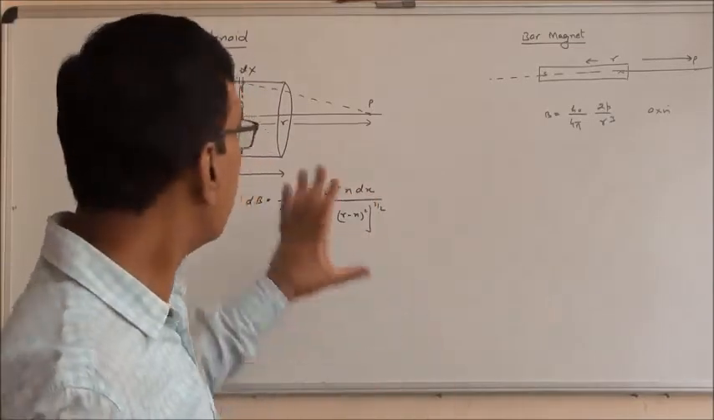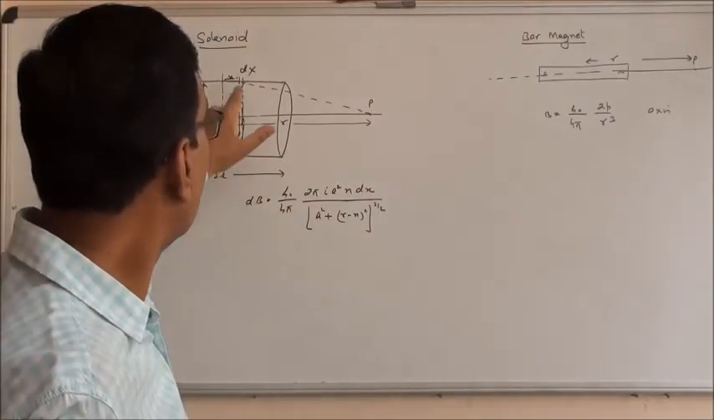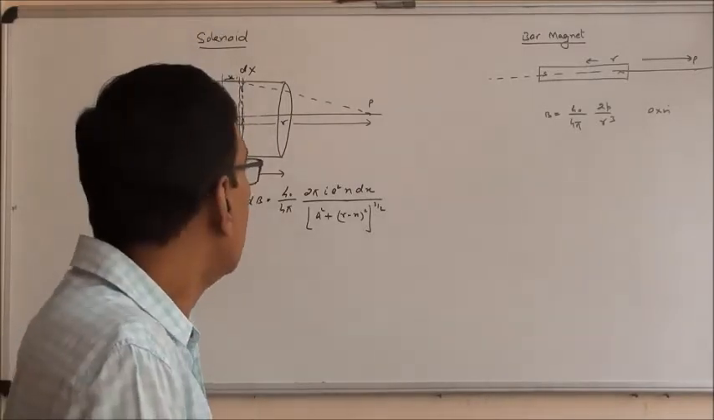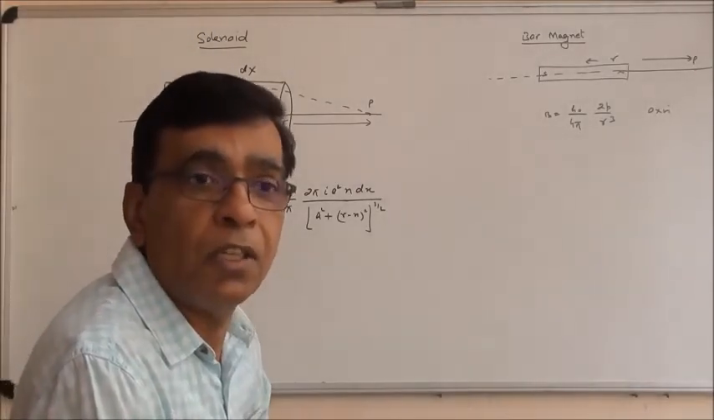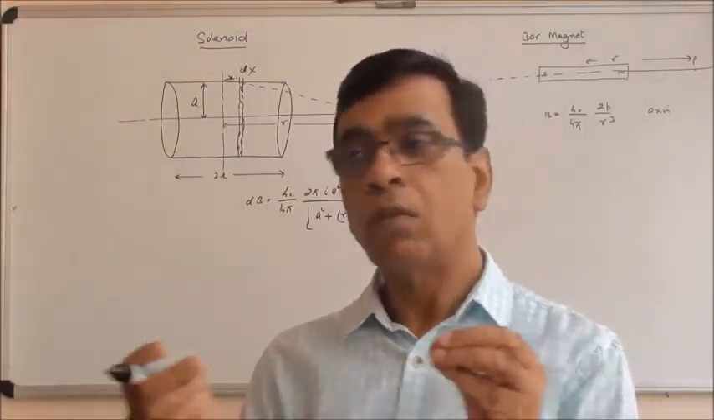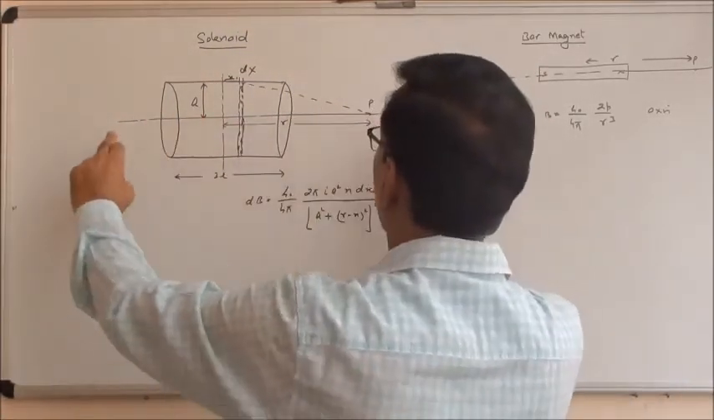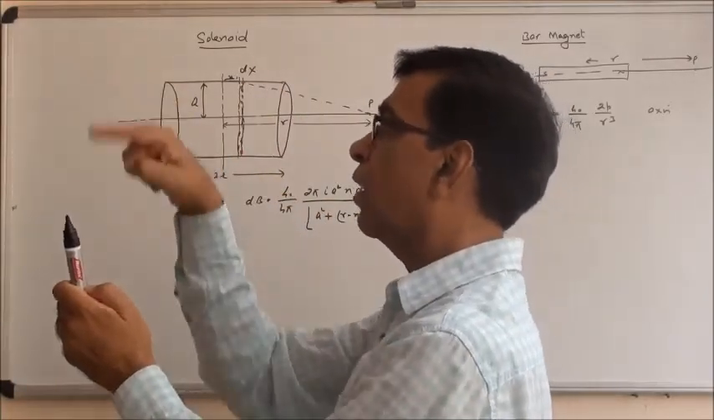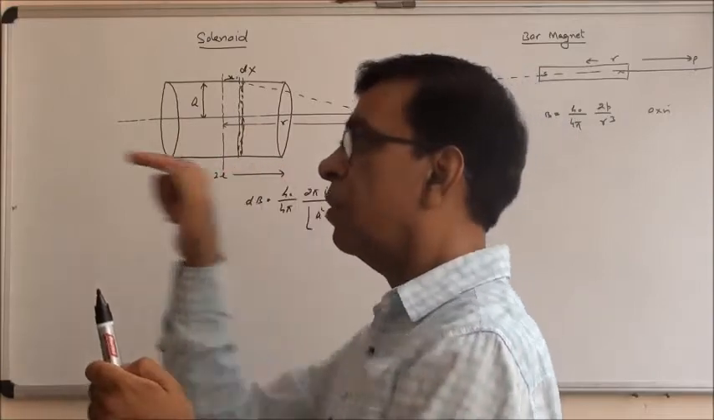Observe carefully, this is the field produced by this section of the solenoid. I want now the total field. Total field will be the integration, and we know the magnetic field produced by a circular coil is along the axis. So this field will be along the axis, either this or this, that depends on how the current is flowing. If the current is flowing like this, the field is like this. If the current is like this, the field will be this.